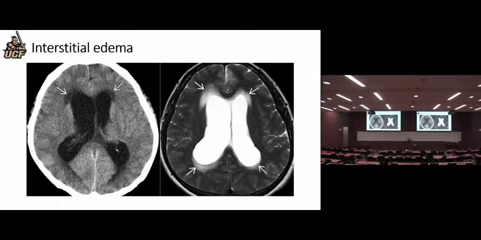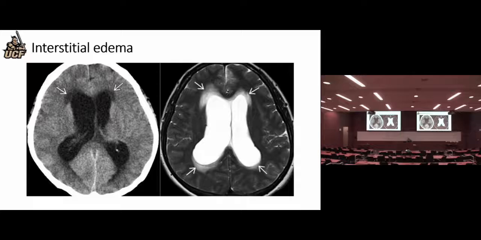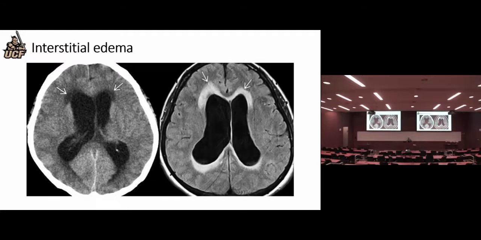Now here's an example. This is just an example, not a question, of interstitial edema. Here's an ordinary CT scan. Here's a T2 MRI scan. And here is a FLAIR MRI scan. On your right is the FLAIR, and on your left is still the CT scan. See the difference between a T2, you can see it, brings it out, FLAIR, much clearer.